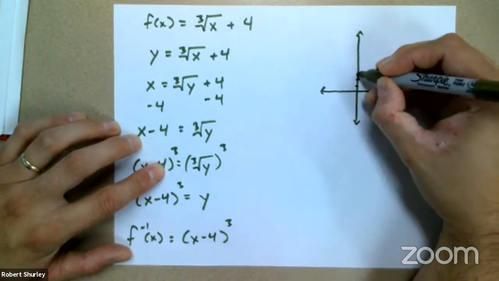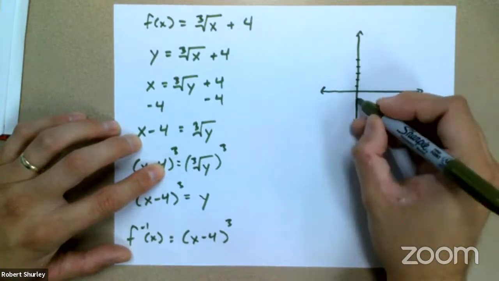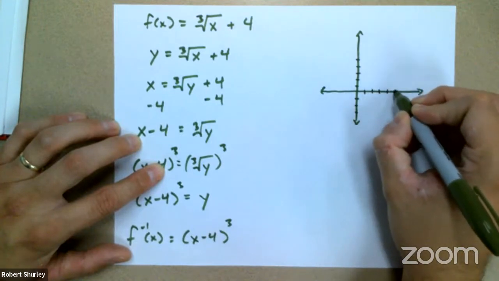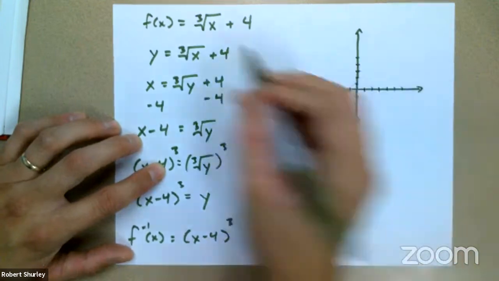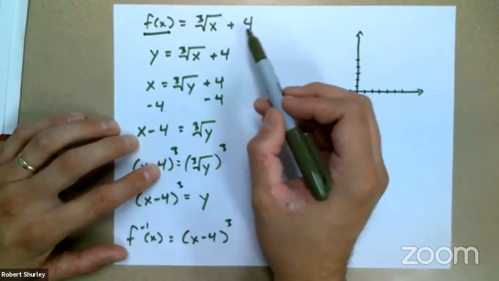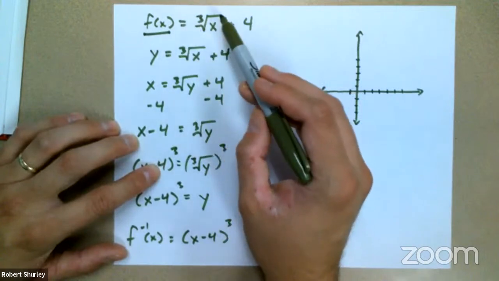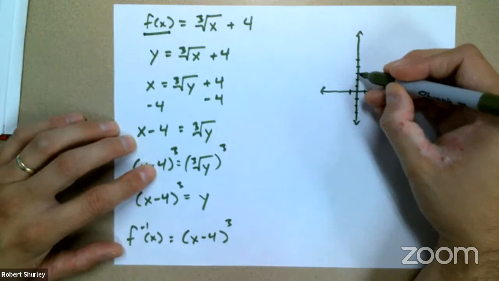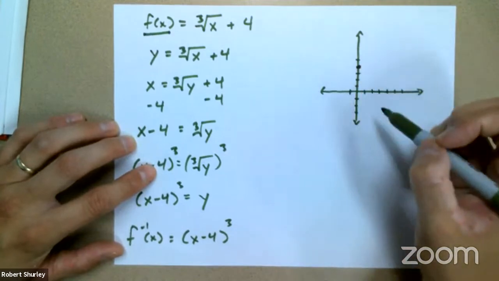So 1, 2, 3, 4, 5. 1, 2, 3, 4, 5. So I'm going to graph f first. Now remember, if that plus 4 was on the outside of the radical or outside of the function, it meant that we went up 4 units. 1, 2, 3, 4.